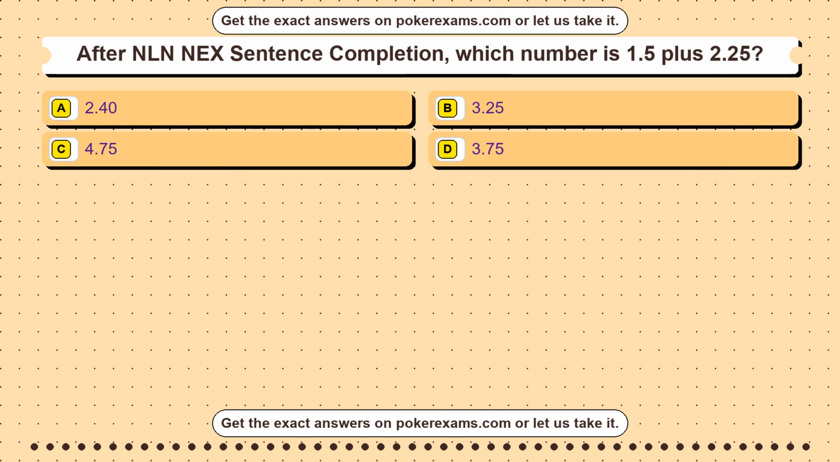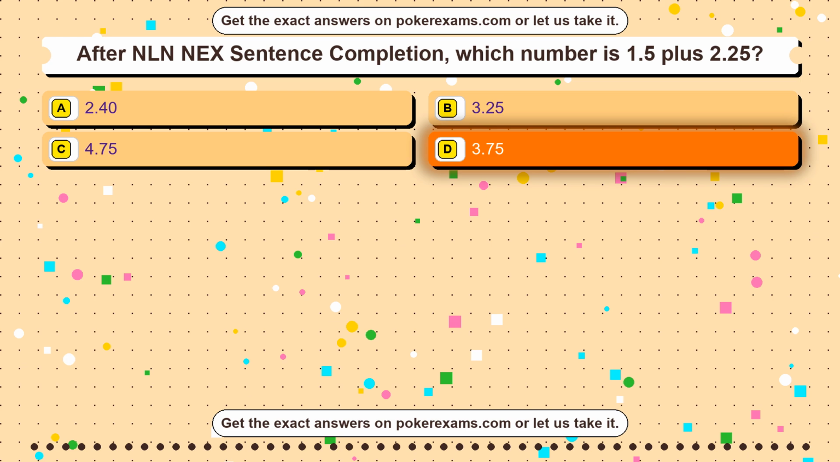Question 26. After Get Science Review, which number is 7 less than 20? Option A, 17. Option B, 27. Option C, 140. Option D, 13. The correct answer is option D.